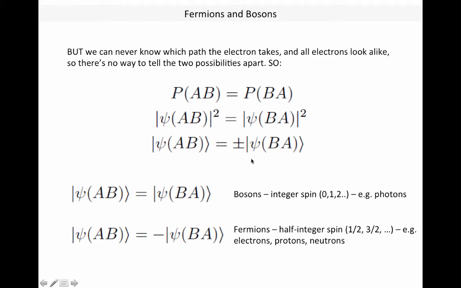But there's another possibility: if you swap the particles around, the wave function changes sign. So the state AB is equal to minus the state BA. Particles that obey this relation are called fermions. Bosons and fermions are named after the physicists Bose and Fermi, who came up with these. And it turns out that fermions have half integer spin, just like electrons, protons, and neutrons do. They all have spin a half. So half integer spin particles are fermions, integer spin particles are bosons.